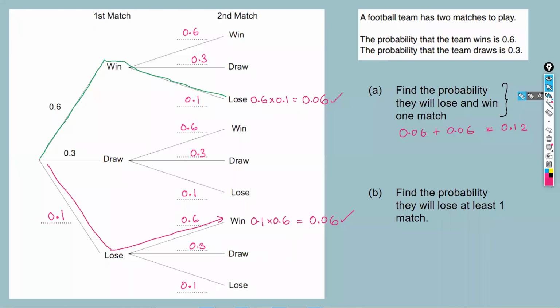No problem, Michaela. Find the probability they will lose at least one match. And this is where the grammar is going to catch you, right? Let's talk it through, and then you're going to try to work it out. Find the probability that they will lose one match. What does that mean?